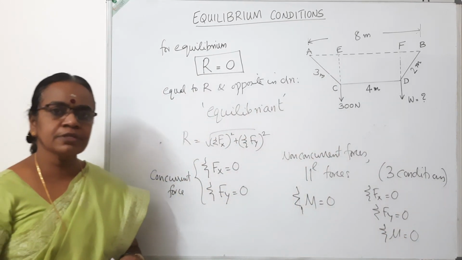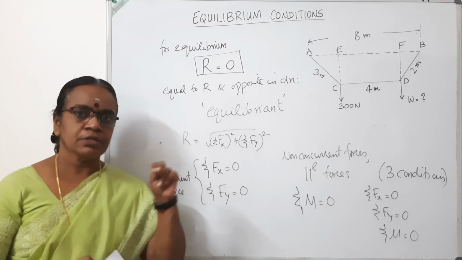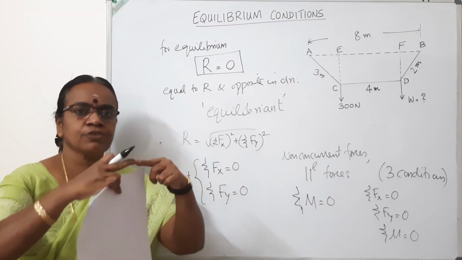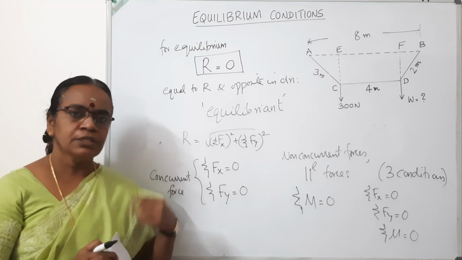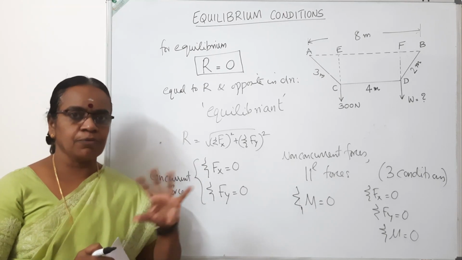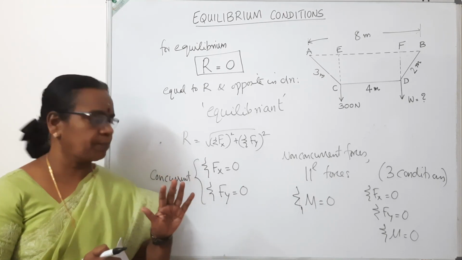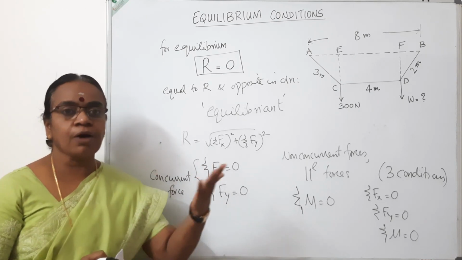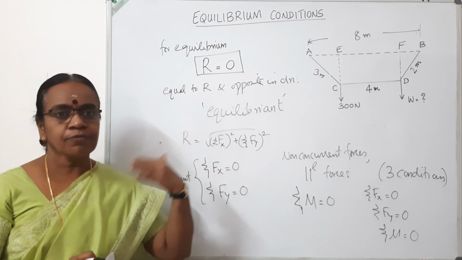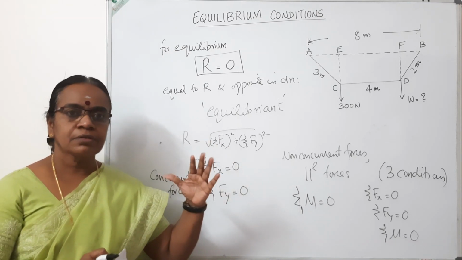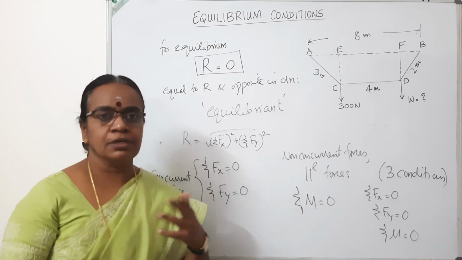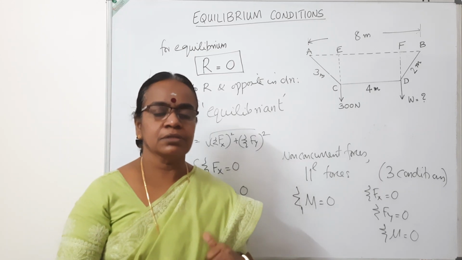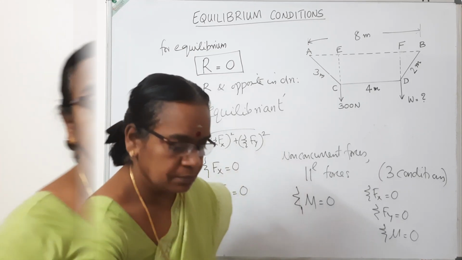For a concurrent force system, there are only two conditions, because since all the forces pass through one point, there is no validity for the equation sigma M is equal to 0. There will not be any moment. So these are the equilibrium equations. Since we know how to find the resultant of the force system, we will pass on to the problems for solving using equilibrium equations.